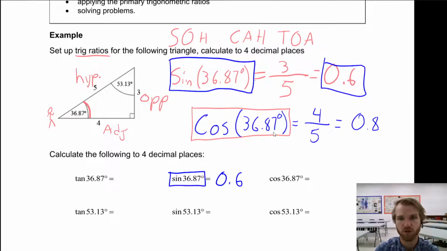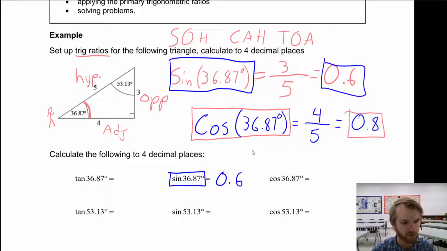All right, so I just set up the cosine ratio here. If you want to copy this down, you can. The cosine ratio for that angle, so still talking about this one, is the adjacent over the hypotenuse. And so the adjacent was 4, the hypotenuse was 5, and 4 divided by 5 in your calculator gives you 0.8. So this 0.8 is the ratio for that angle.